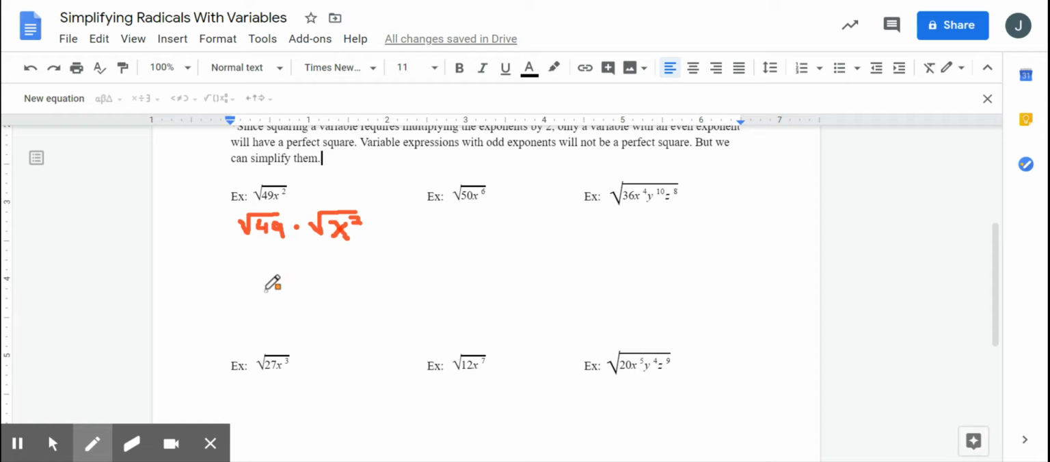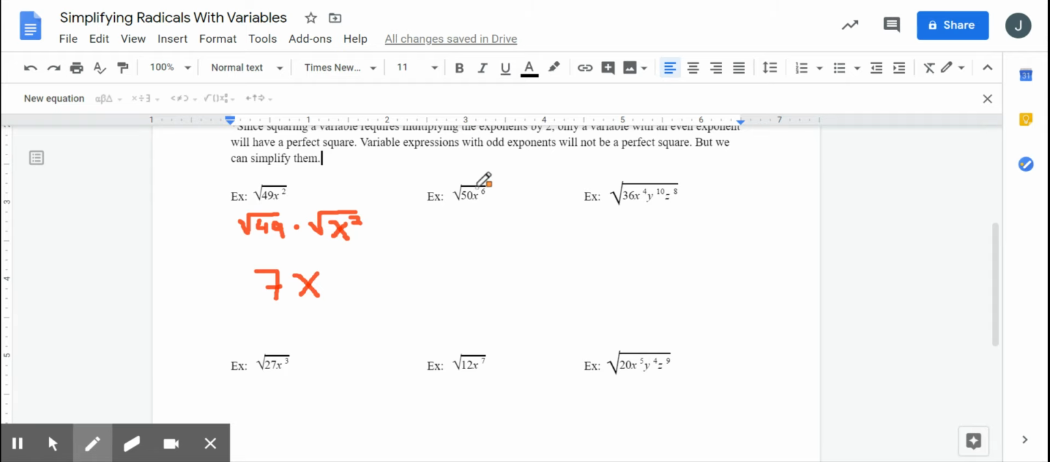So the square root of 49 is going to give me 7. And the square root of x squared, so divide the exponent by 2. 2 divided by 2 is 1. So 7x is going to be the square root of 49x squared. Okay, now let me just keep this in here for now.